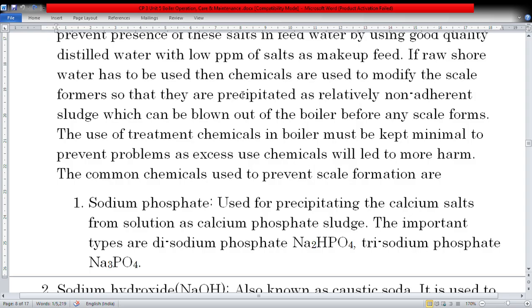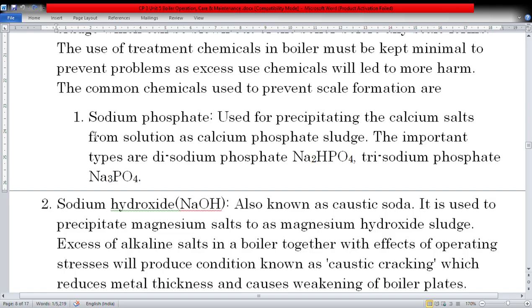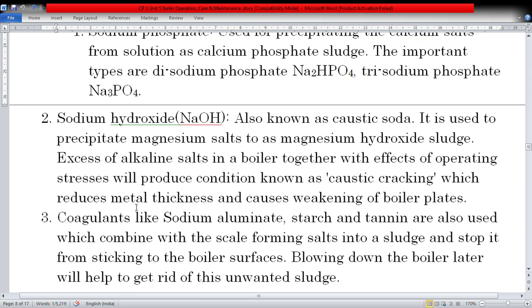First one is sodium phosphate, used for precipitating the calcium salt from solution as calcium phosphate sludge. The important types are disodium phosphate, Na2HPO4, and trisodium phosphate, Na3PO4. Next is sodium hydroxide, NaOH, also known as caustic soda, which even we use in our homes daily. It is used to precipitate magnesium salts as magnesium hydroxide sludge.